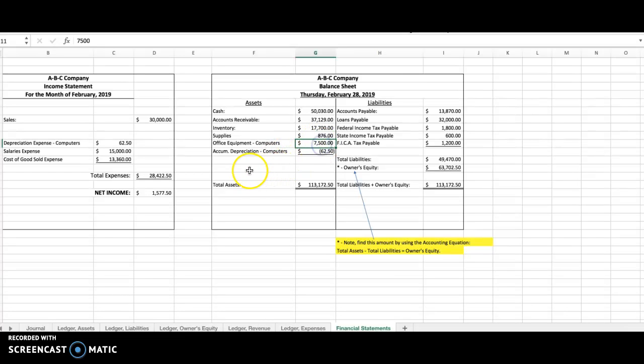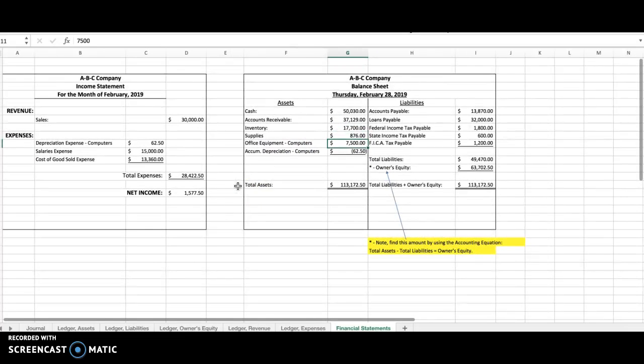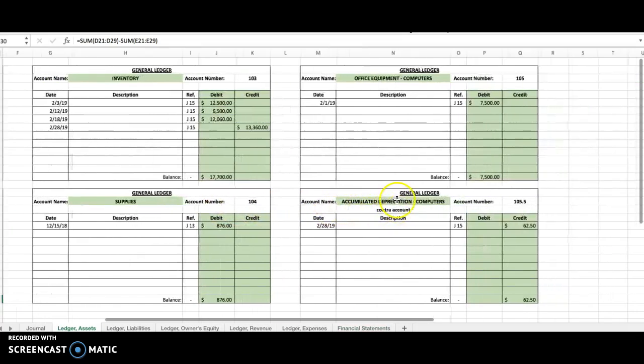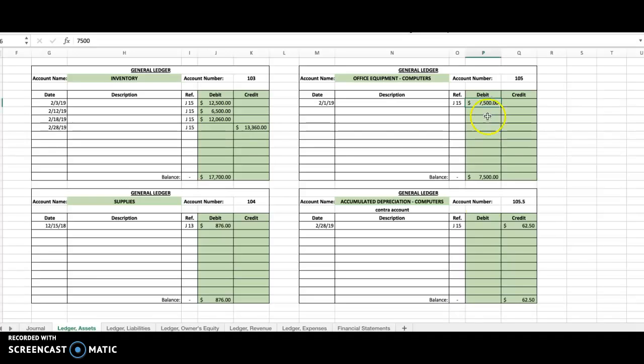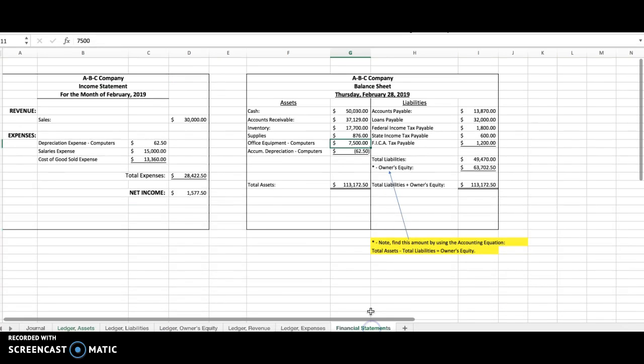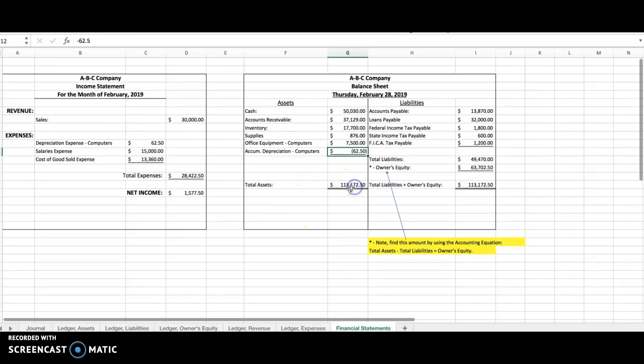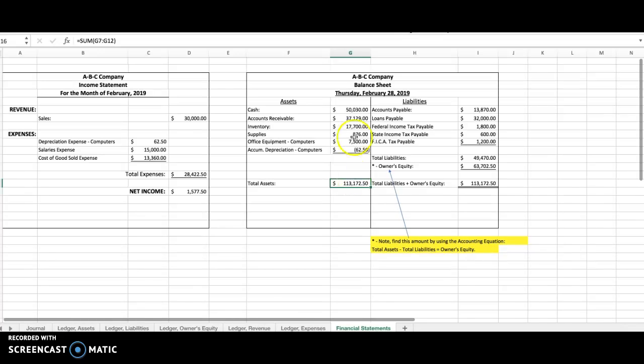And then the office equipment, the computers, again, back in the assets. Computers we bought for $7,500, we put that in, and also the contra account, which means opposite balance, $6,250. We show that also on the balance sheet. You see the $6,250 in parentheses, that means a negative number. And we have, again, a total asset resulting from adding all those numbers up.